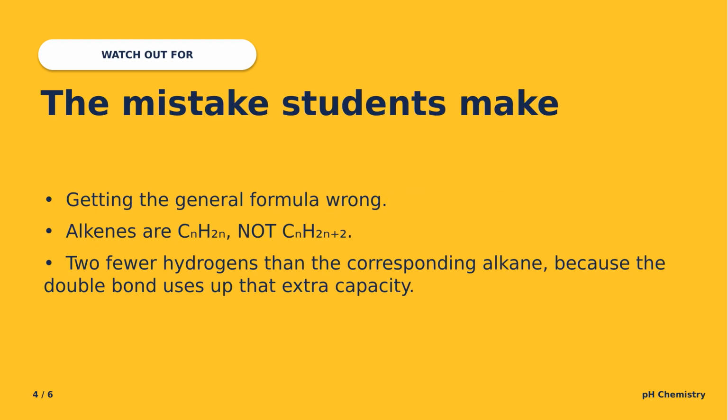Common slip, getting the general formula wrong. Alkenes are CnH2n, not CnH2n+2. Two fewer hydrogens than the corresponding alkane because the double bond uses up that extra capacity.